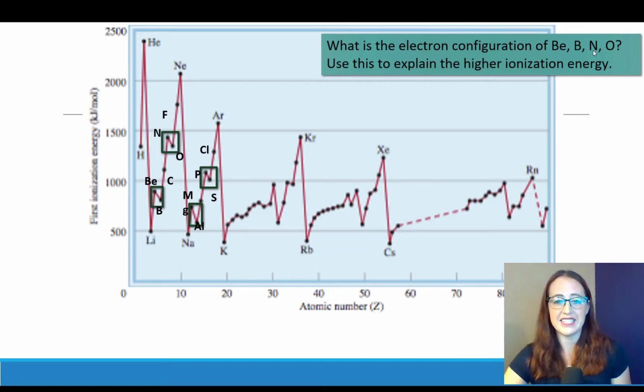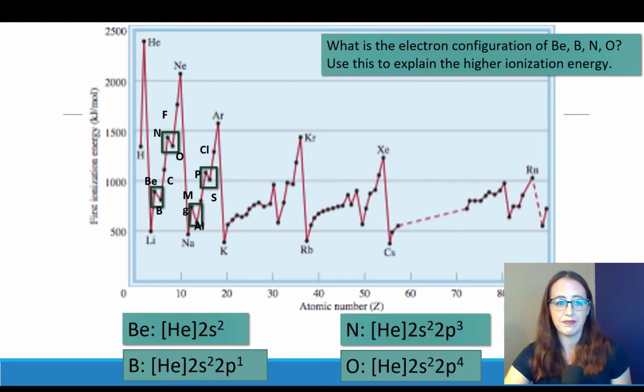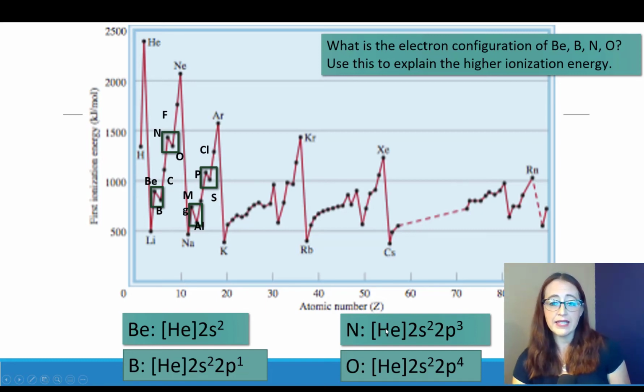Okay, let's look at these together now. If we write out our electron configurations, you can see that in each of these pairs, there is a flip-flop on the trend, here and here. Having a fully filled s orbital, like we do for beryllium, or a half-filled p subshell, like we do for nitrogen, makes that electron configuration more stable.